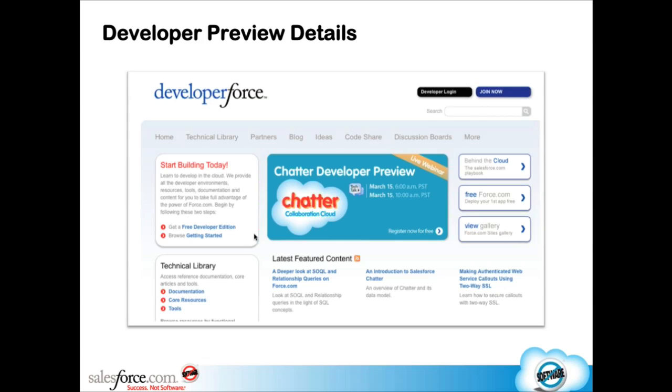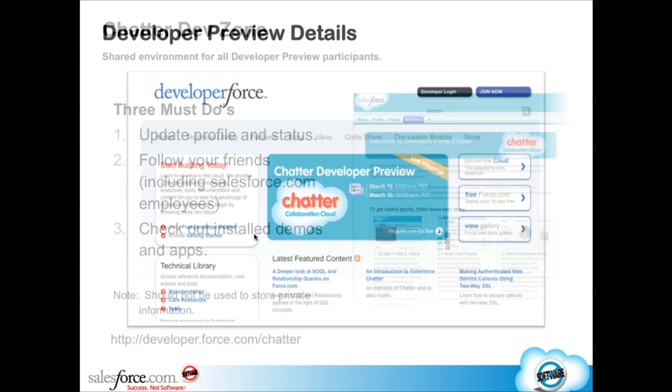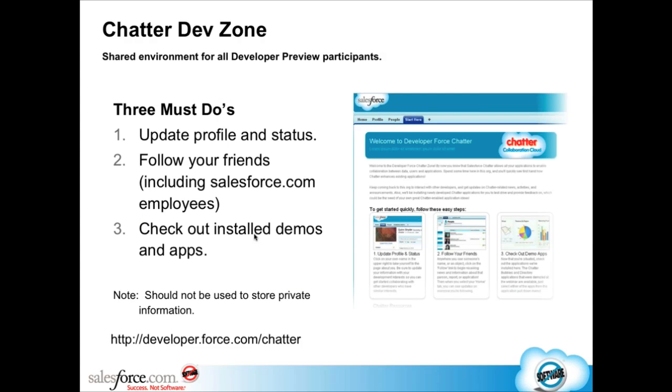One email is going to contain a login for a brand new developer edition for yourself. And so this will be the environment that has Chatter enabled prior to becoming generally available that you can begin experimenting around with. The second email that you're going to receive is one for the Chatter Dev Zone.